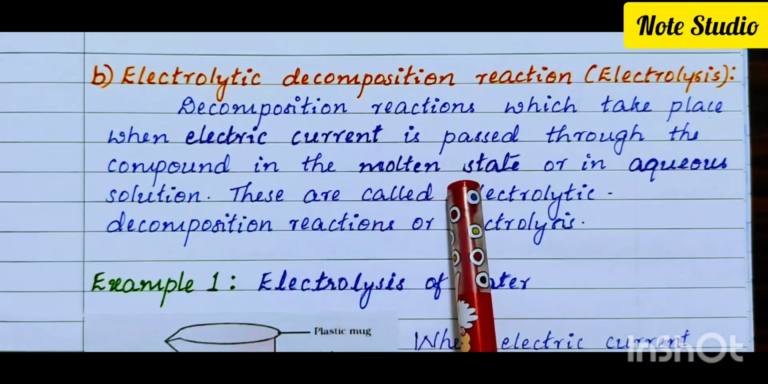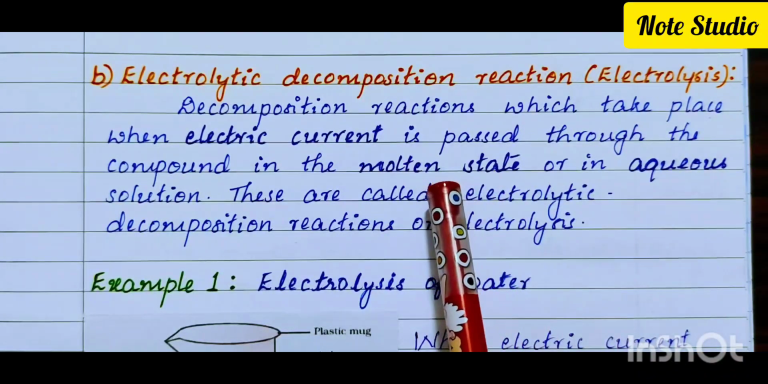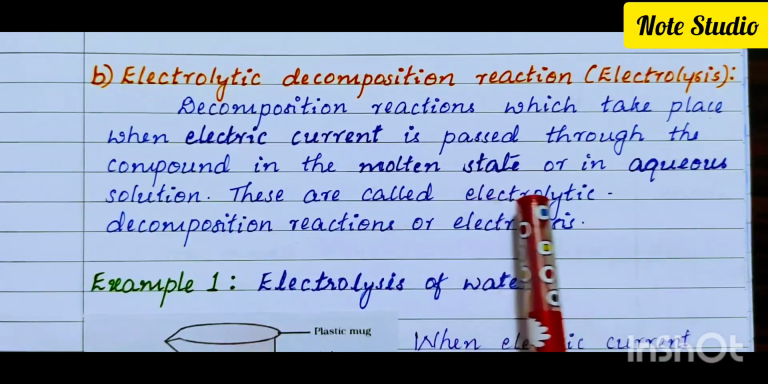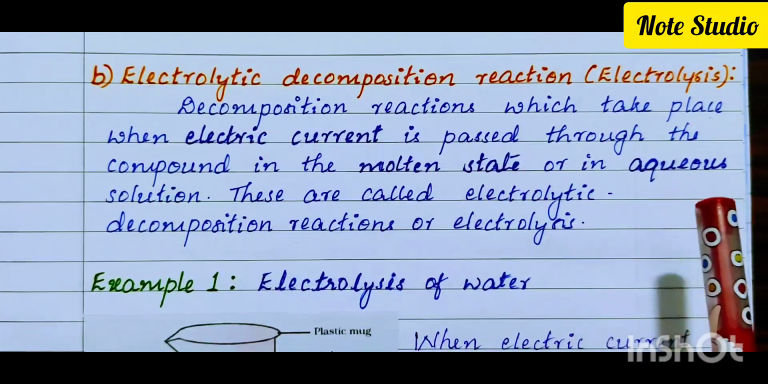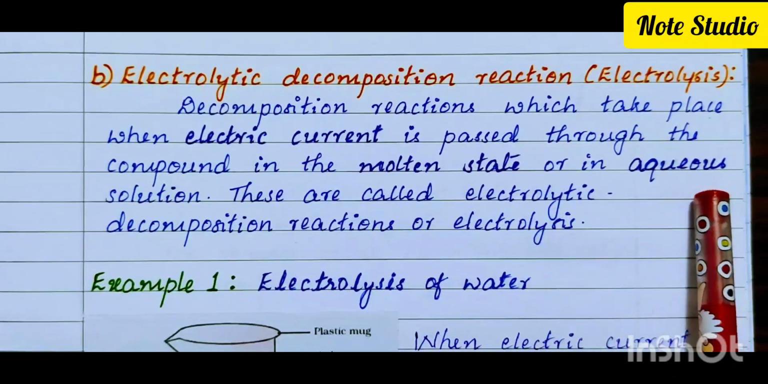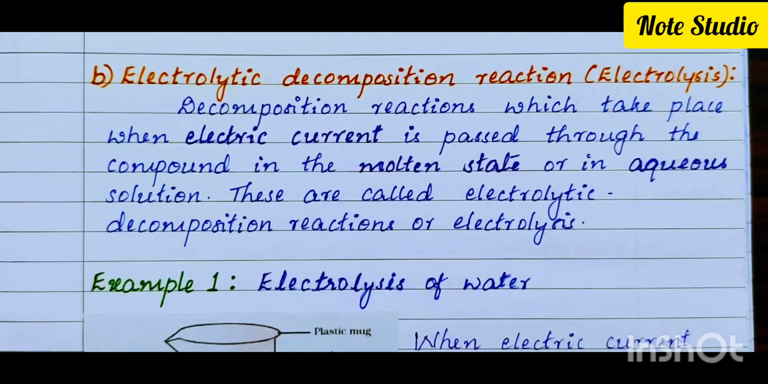The compound should be in the molten state or in the aqueous solution. The solid form has to be melted, that is the molten state, or the solid compound has to be dissolved in water so that we make it aqueous. Then when we pass electric current, the single reactant will break into two or more products. That is called electrolysis or electrolytic decomposition reaction.